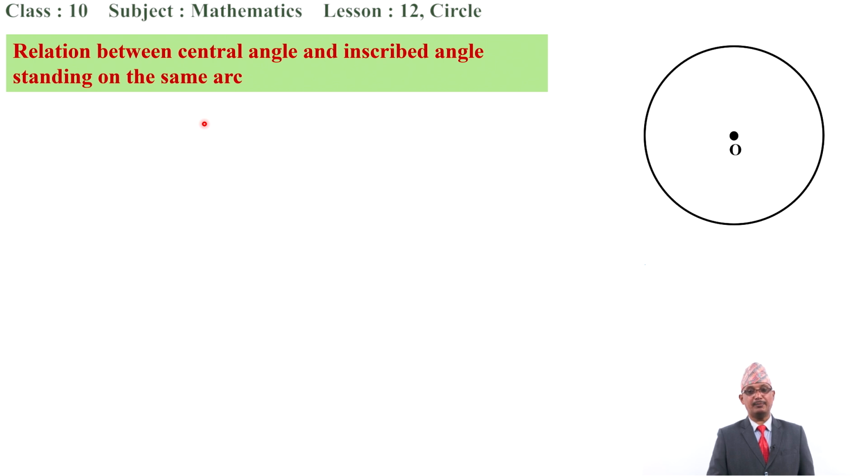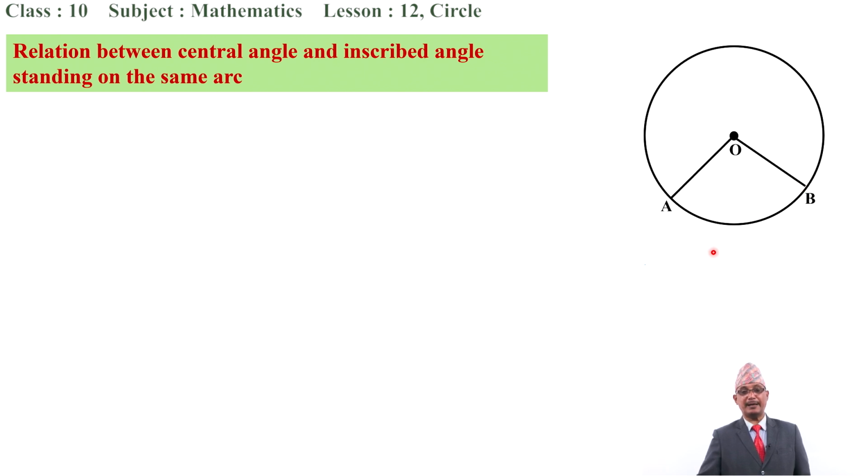Take an arc AB of any length. Anywhere you can take point A, anywhere you can take point B. Now to get the central angle, with the help of ruler and pencil, join OA. Similarly, join OB. Now AOB is the central angle. This AOB is the central angle standing on the arc AB.